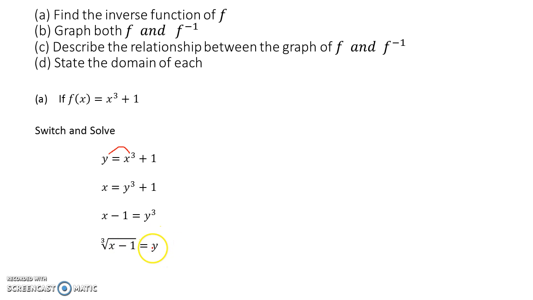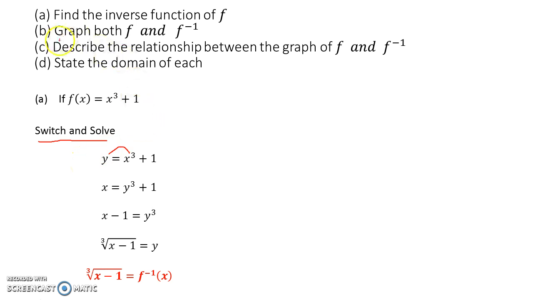Now that I have a y all by itself, I can substitute back in my function notation, but this time what I've done is found the inverse. So instead of f of x, I'll use f inverse of x. That's how we read that, f inverse of x. This is the inverse function. I found it by using the switch and solve method. That's how you always find inverses, switch and solve.